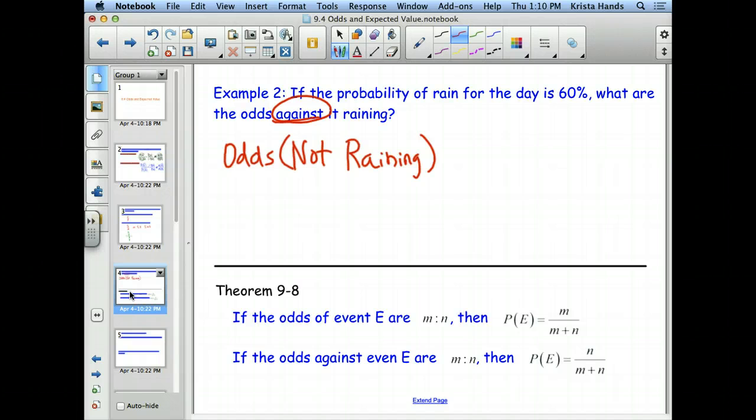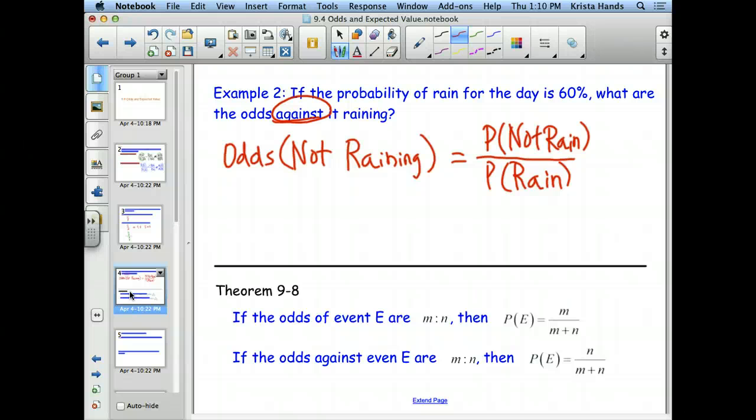So when I'm doing my comparison, I want to know the probability that it does not rain compared to the probability that it does rain. Does that make sense? Whatever the odds are, that option, that desired outcome, in this case not raining, is what goes in the numerator. So what is the probability that it doesn't rain?